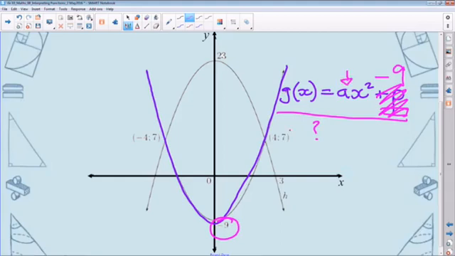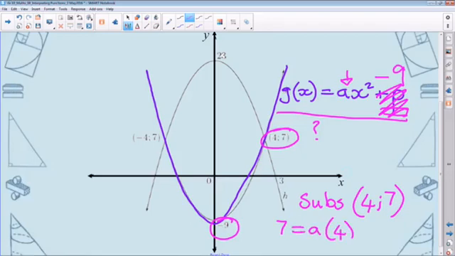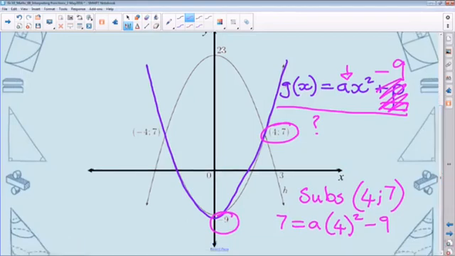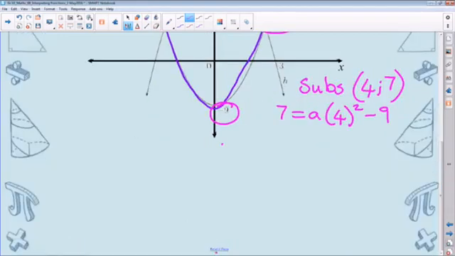Yes, you are correct. We use a coordinate. So I'm going to substitute 4 and 7 into the new equation. So that means I have 7 is equal to a(4) squared minus 9. And I'm going to solve for this, first by extending the page to give myself more space. And I'll take the 9 over first, and I've got 16a.